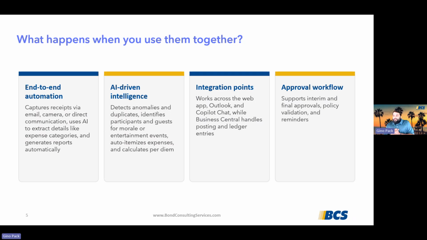So as mentioned, I kind of hinted at it in the previous slide. I got a little ahead of myself. You get so much more when you use the new module plus the agent together. You get end-to-end automation, you get AI-driven intelligence, which means it's doing your detection, identification, and categorization, a lot of that for you, so you don't have to do the manual effort of filling out your expense report.